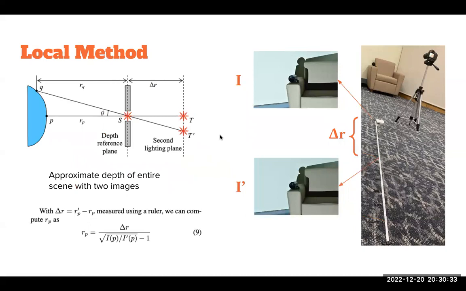Basically, if I have two of these images, then I can recover pixel-wise depth for every single pixel in the image using the light fall-off distance relationship we described earlier. If I know the intensity of the object in two different configurations, as well as how far I move the projector between these two configurations, then I can solve for the depth of the pixels in one of these configurations, which is called a local method.